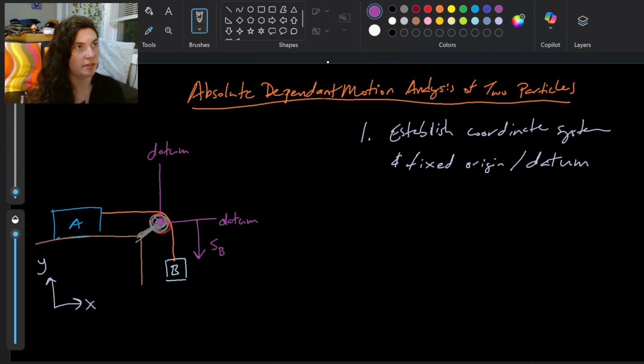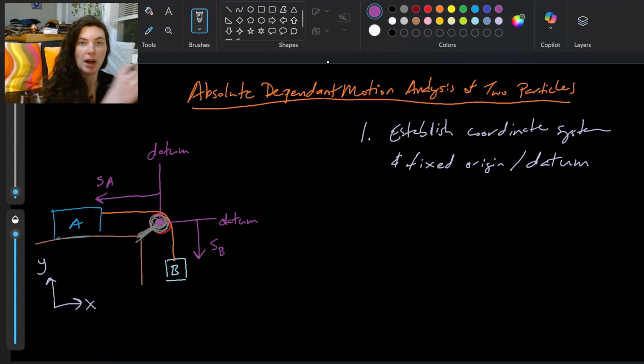And for A, if I draw from my datum to where A is located, I'm going to call this SA. This distance here, again, we're going to assume that to the left is positive. If A is moving to the left, it's moving in a positive direction. If A is moving to the right, then we're going to say it's moving in a negative direction.